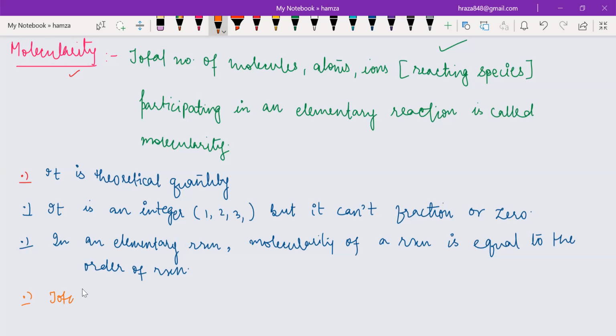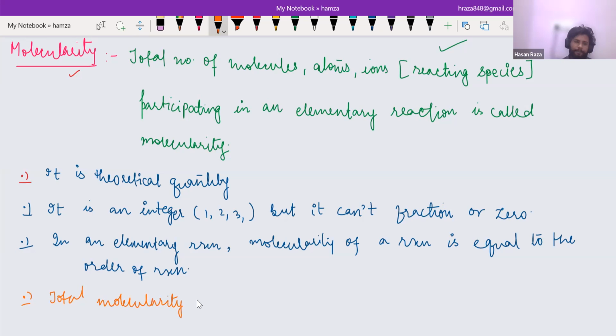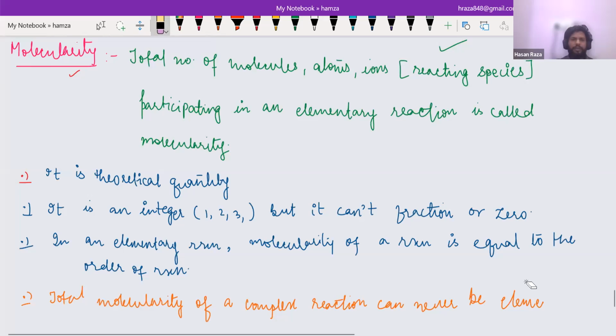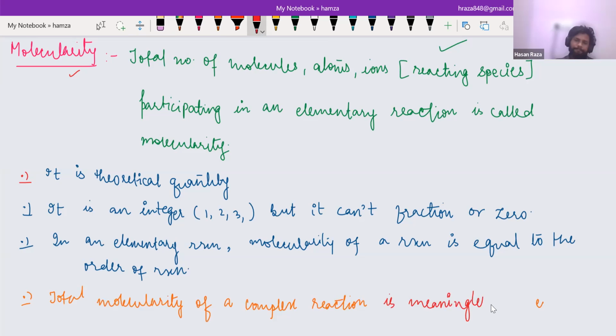So please write it. Total molecularity of a complex reaction can never be elementary. Wait a minute. So, molecularity of a complex reaction is meaningless. Right.